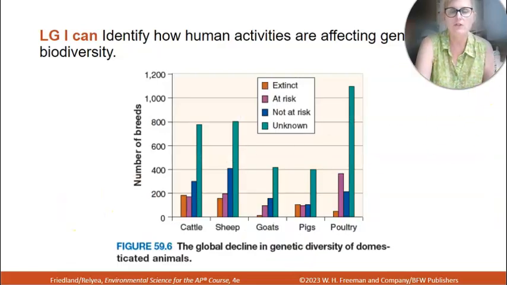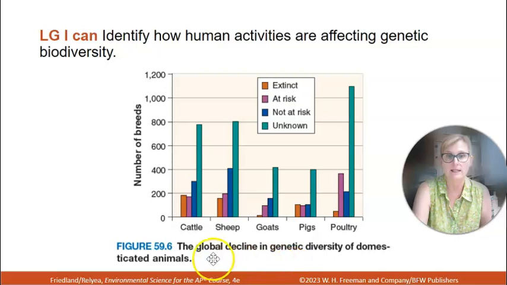Okay, so we have our decline in domestic animals. So cattle, sheep, goats, pig, poultry we keep for food or for eggs or for milk. And you can see that our number of breeds have declined. A lot of them have become extinct, so the different genetic varieties have declined over time.